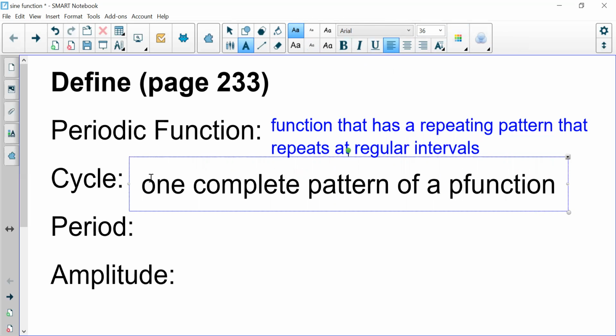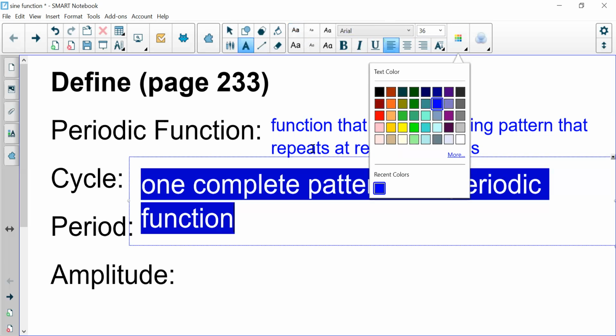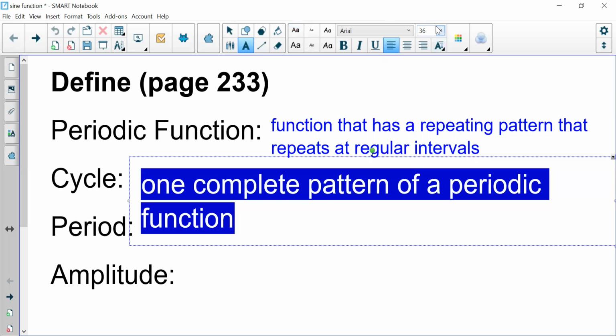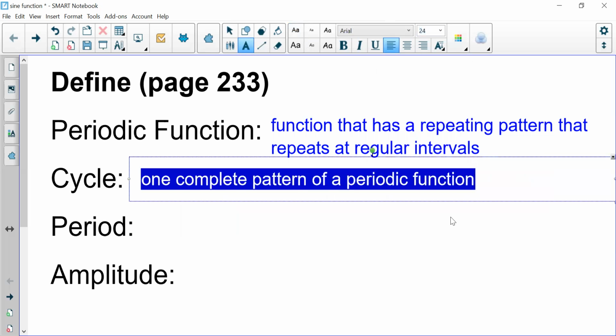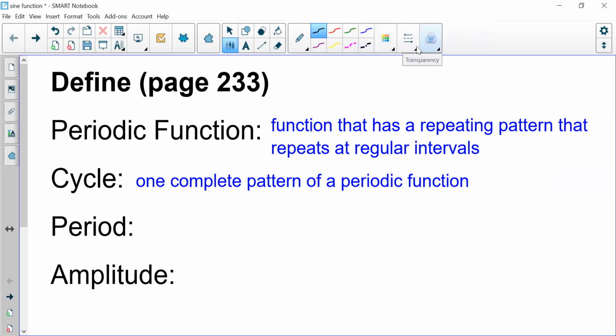I guess of a periodic function, because we want to make sure we're indicating it does repeat. So if we're talking about seasons, our cycle is a year. Okay. And then period is the horizontal length of one cycle. So 365 days would be the period for a cycle of seasons. So it's the length of a cycle.